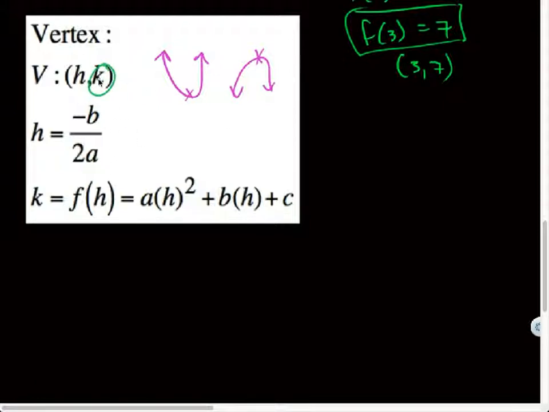How do I find the y-coordinate of the vertex? Well, once I know what h is, I can just plug it into the function for all of its x's and evaluate it. So once you know the x-coordinate, you just plug it in and find the y-coordinate. That's how you find h comma k, the vertex of a parabola.